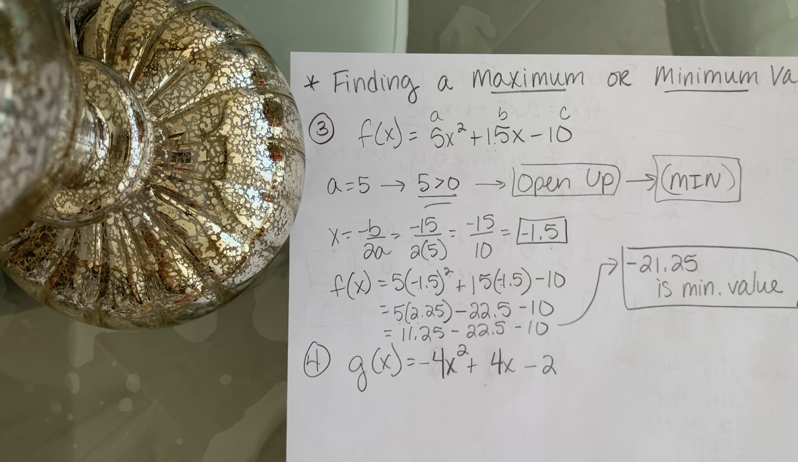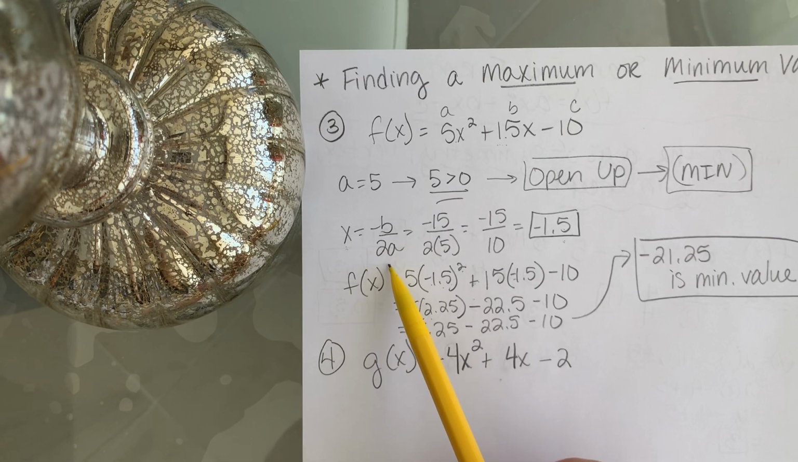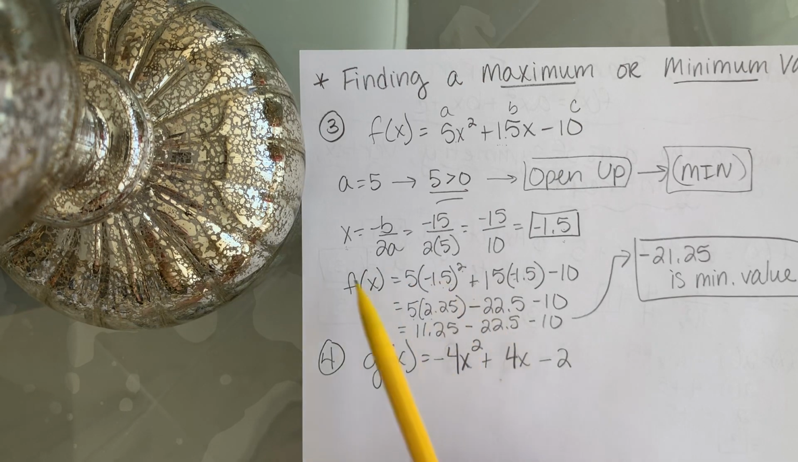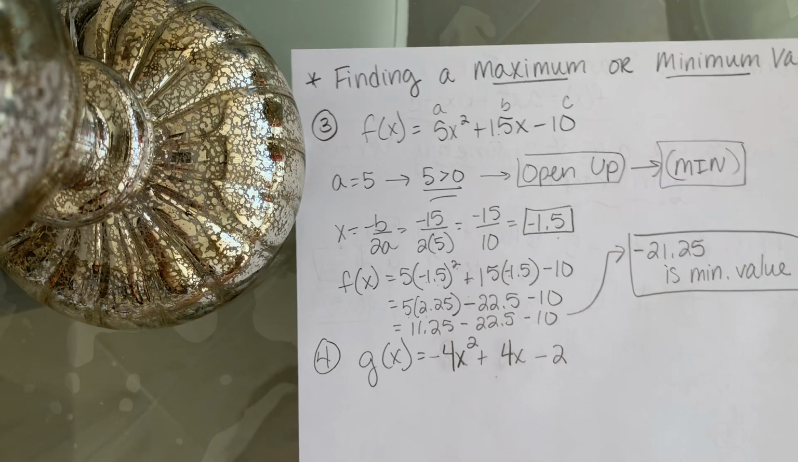Okay, so nothing crazy different than the first two examples that we did. We still use our negative b over 2a formula, and we still had to plug it in to get the y value, and this is our final answer.